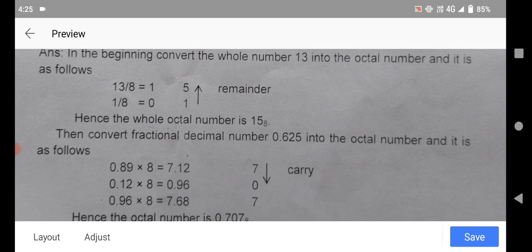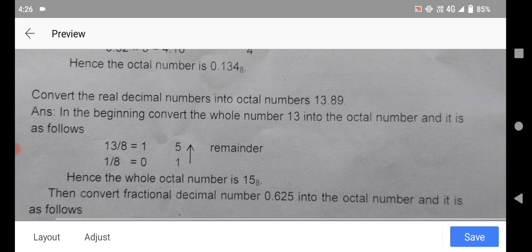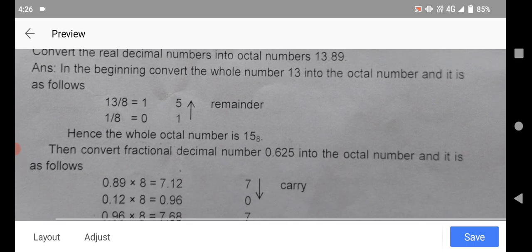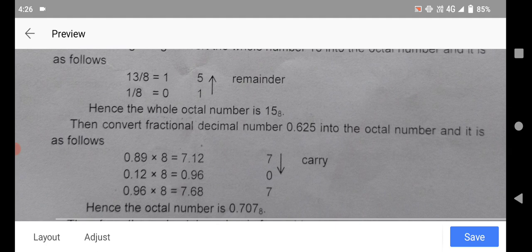To convert to the octal number system, we divide by 8. 13 divided by 8 gives quotient 1 and remainder 5. Again 1 divided by 8 gives quotient 0 and remainder 1. The remainders are noted down from down to up, that means 1, 5. The given whole decimal number 13 is converted to the octal number 15.